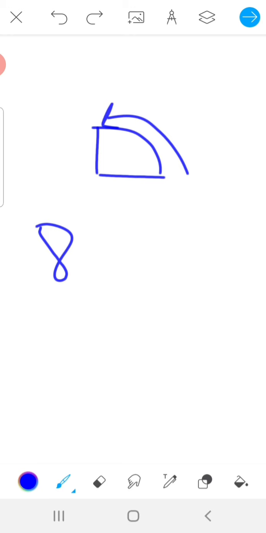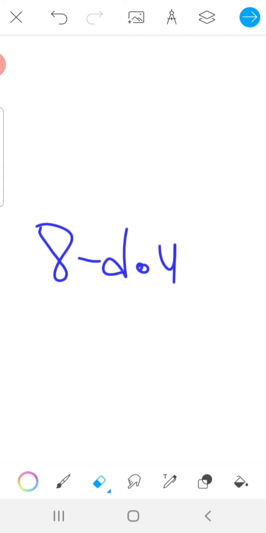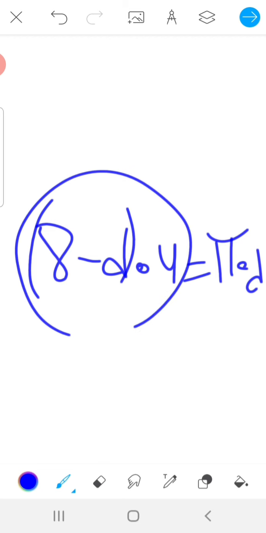And get the perimeter. Okay, so 8 minus diameter, because if we take away this, then we're basically left with the bent line here. And then we have to do times 4, because this bent line is basically 1/4 of an entire circle here. So we remain with 8 minus diameter times 4, and remember this has to be in parentheses, is equal to pi times diameter, because you know that pi times diameter gets us the perimeter, but this also gives us the perimeter.